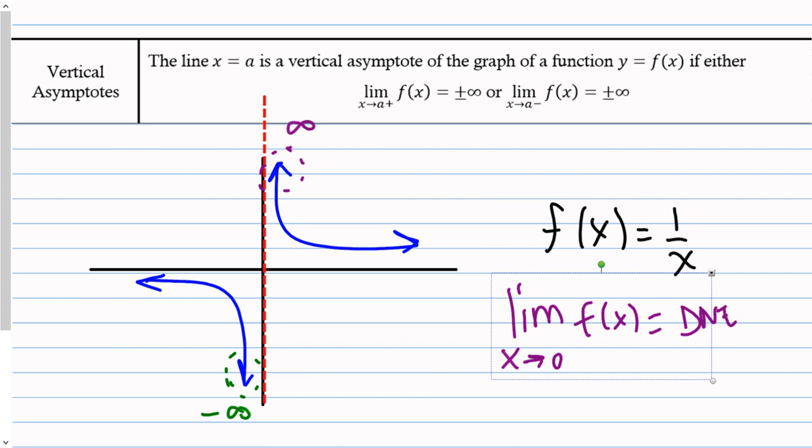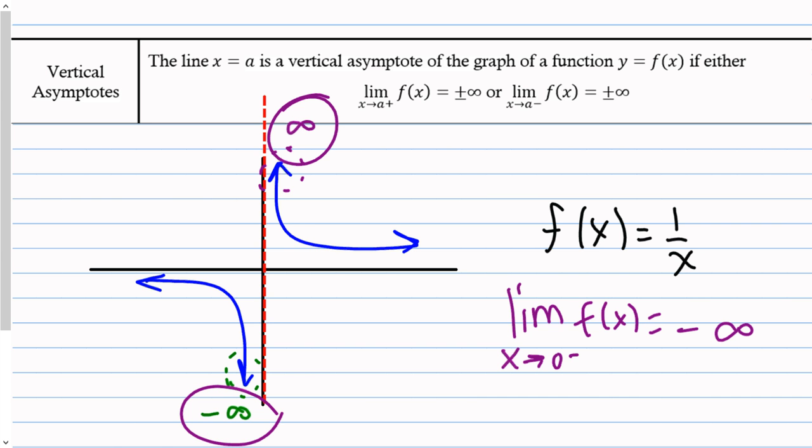Now, the limit from the right, let's say I add a little plus right there, so from the right, then my answer would have to be infinity. But what if I change it again and make that go away, and instead of from the right, from the left, then my answer would be negative infinity.